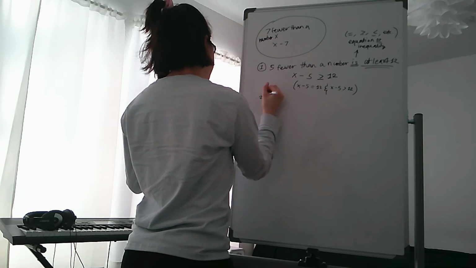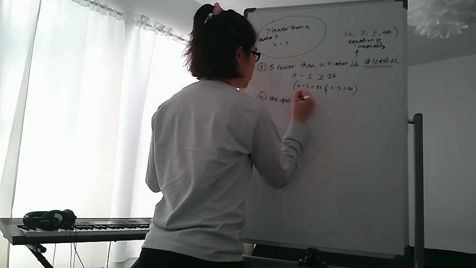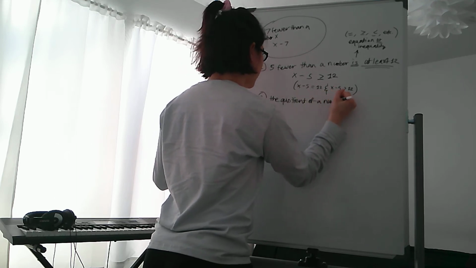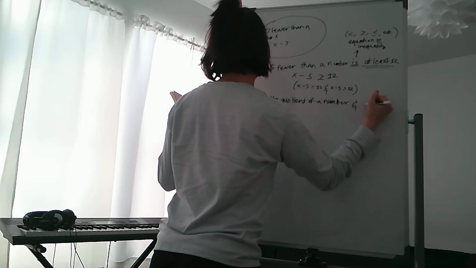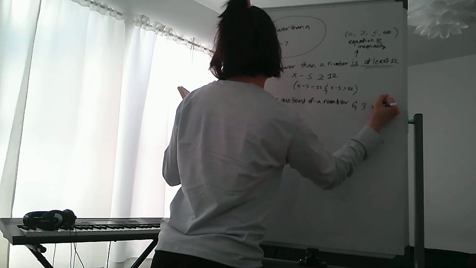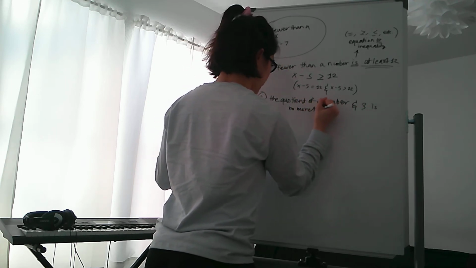So now, last example is the quotient of a number and, yeah, I know my handwriting is terrible on this. The quotient of a number and 3 is no more than 15.